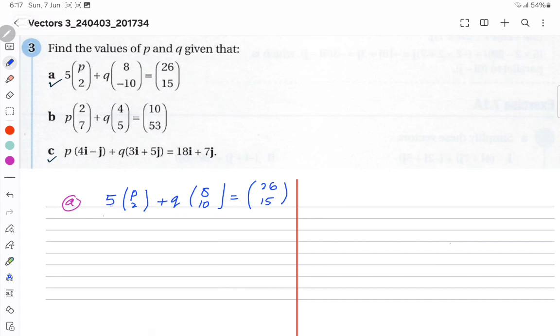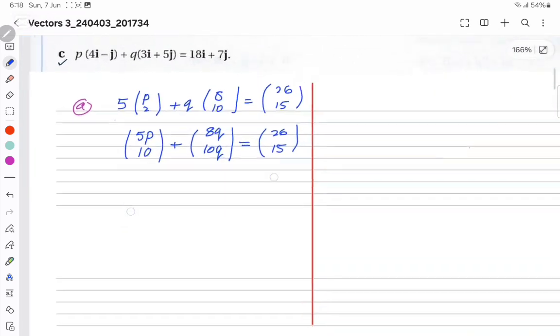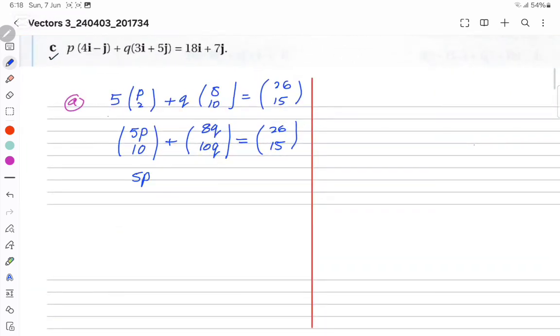I have multiplication, so we multiply 5 by every term. 5 times P, 5P. 5 times 2, it will be 10. Also, you multiply Q by every term. Q times 8, it will be 8Q. Q times 10, it will be 10Q. All of that is equal (26, 15). Now we just add 5P plus 8Q. Here 10 plus 10Q. All of that is equal (26, 15).